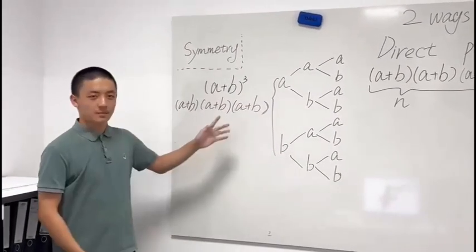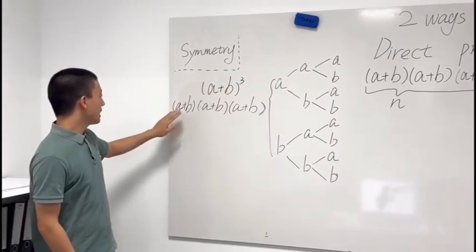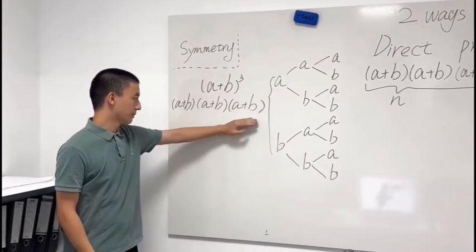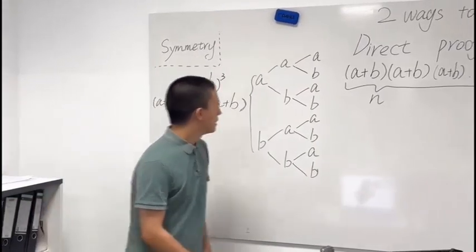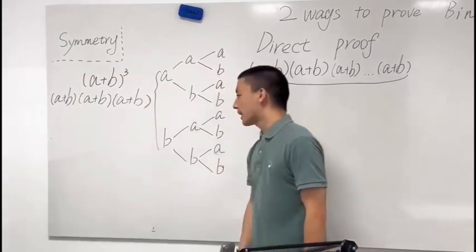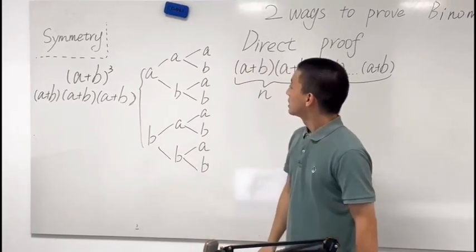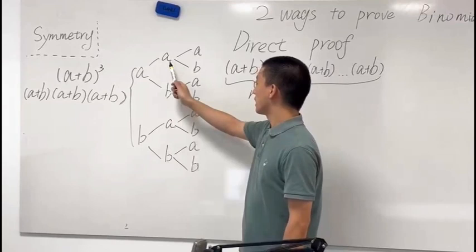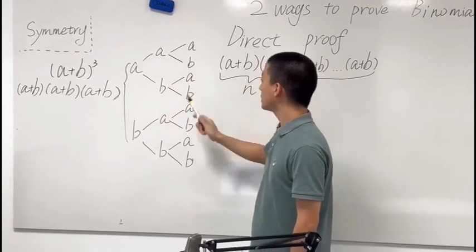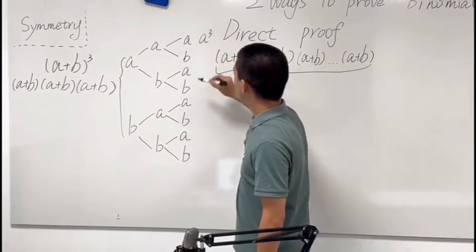So let's think about (a plus b) to the power of 3. It's equal to (a plus b) times (a plus b) times (a plus b). Then let's see. For the first bracket, we can pick a or we can pick b. Then for the second bracket, we can also pick a or b. Third bracket, same. Therefore, we can get a cubed.